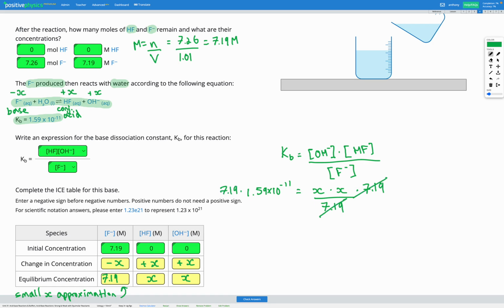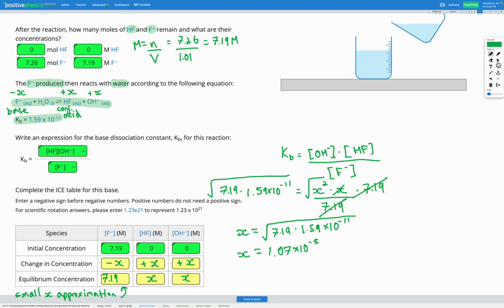And I'm going to change X times X to just say X squared. Now I know that in order to solve this equation, I just need to square root both sides, so that's going to give me X is equal to the square root of 7.19 times 1.59 times 10 to the power of negative 11. So I'm going to go ahead and put that in my calculator. That gets me an X value of 1.07 times 10 to the power of -5.